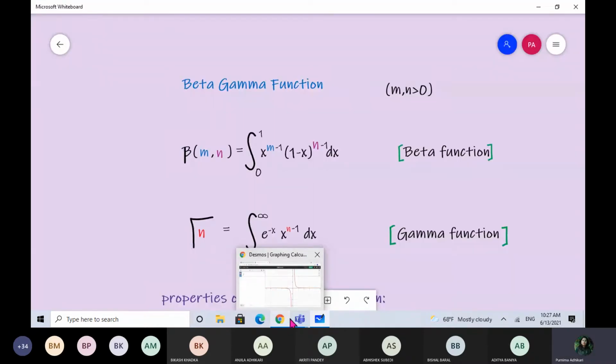Screen में देख रहा है सबके screen में देख रहा है. Yes, ma'am.